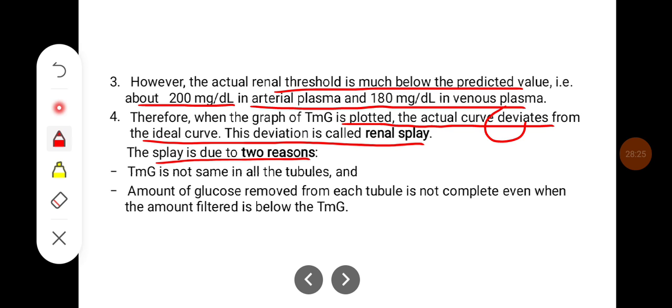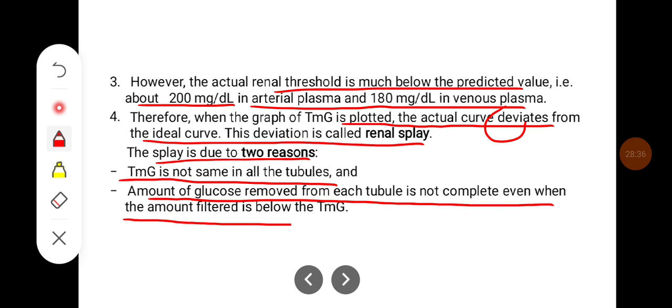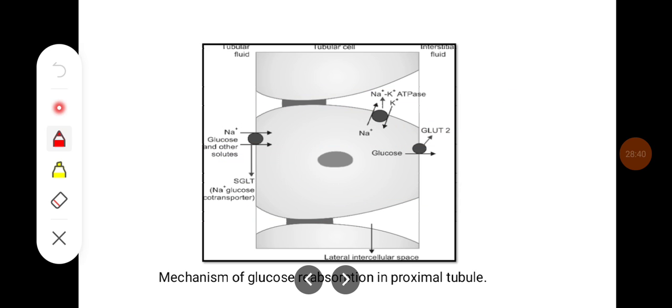The splay occurs because of two reasons: TMG is not the same in all the tubules, and the amount of glucose removed from each tubule is not complete even when the amount filtered is below the transport maximum of glucose.